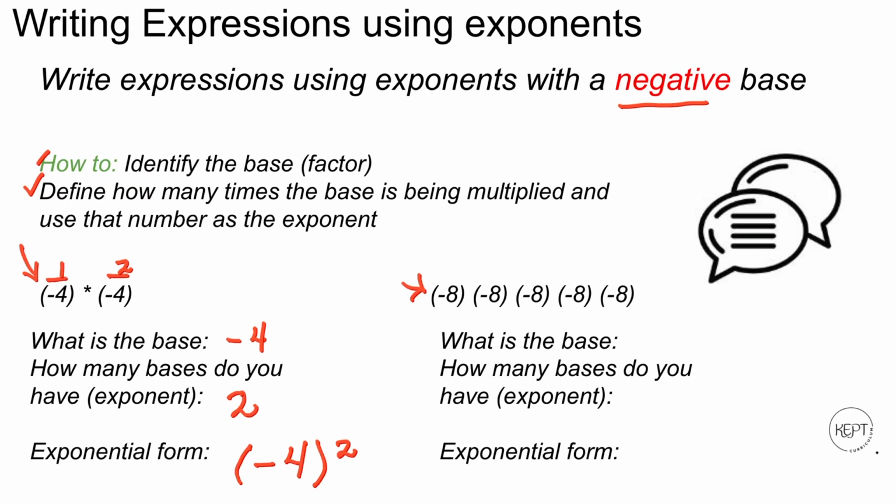All right, next for this problem, we can see that our base here is negative 8, and our multiplication is written a little bit differently. There is not a symbol in between our parentheses, but that's okay because we still know that it means multiplication. So how many bases do we have in order to figure out the exponent? Well, we have 1, 2, 3, 4, 5. That means that our exponent is 5. Now to write this in exponential form, we are going to write negative 8 inside parentheses so that I know that that 8 is negative, and our exponent is going to be 5.